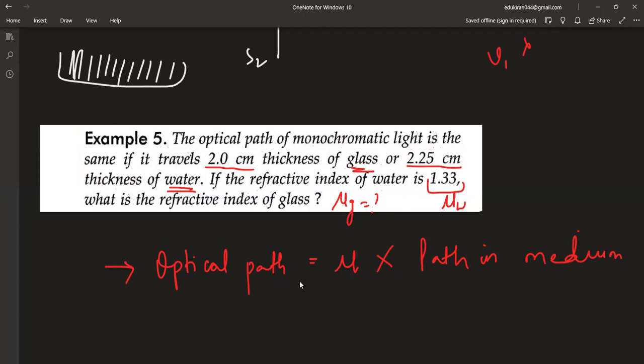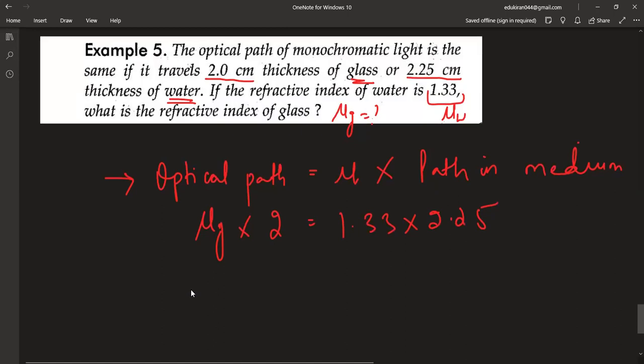Now see, when we talk about the optical path for glass, what is meant by optical path? Refractive index into the thickness. So let's say this is mu g, refractive index into the thickness is 2. Similarly, here also, what is the refractive index and what is the distance? And no need for conversion because this unit will be cancelled. This is already unitless, this is already unitless. Directly you will have mu g as the answer.